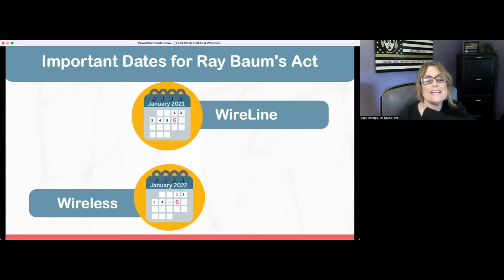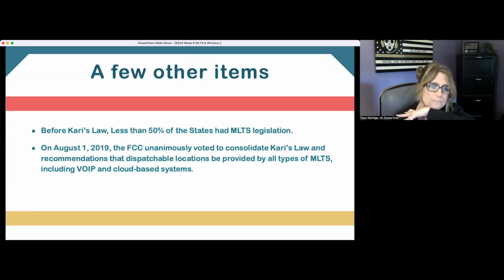The important dates to remember for BAUM'S Act are January 6, 2021 for wireline calls and January 6, 2022 for wireless. These are the dates that these things need to be implemented. I know we're not seeing them. I can't explain or tell you what we need to do. Mark Fletcher talks about it a little bit more in the webinar that I'm going to point you to in just a minute.